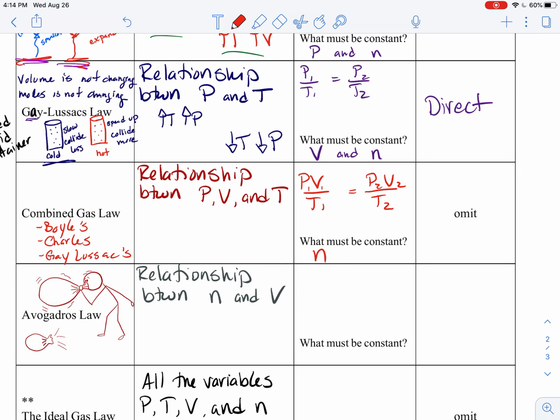In this case, because pressure and temperature have a direct relationship and volume and temperature have a direct relationship, but pressure and volume have an inverse relationship, you can't answer what the relationship is because it's sort of a mix between the two. So you'd really have to see what the numbers are for pressure, volume, and temperature to see how any changes might affect your gas.